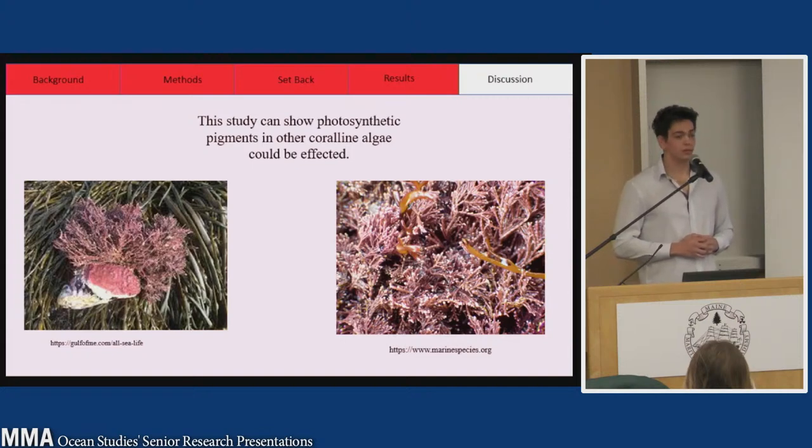Along with it affecting Lithothamnion glaciale specifically, this is not the only coralline alga that is living within the Gulf of Maine. On the screen, I have two other pictures of coralline algae species that live in the Gulf of Maine. These types of algae provide habitats and also energy and oxygen for the environment. So if we know what they're up against, we can better learn how to help them survive so we can keep our ecosystem going.